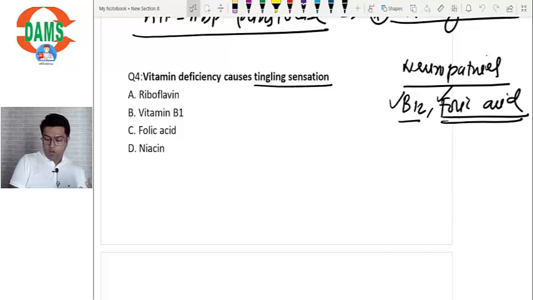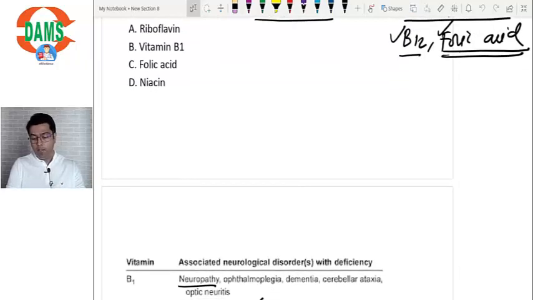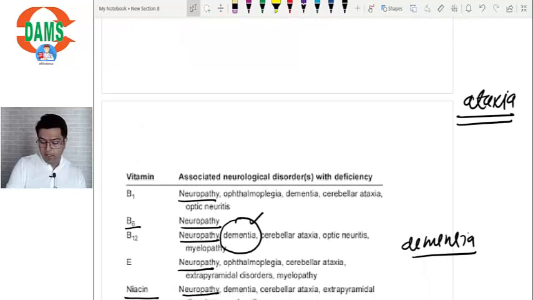Now some students said there was a question in which a patient was mentioned. I have not included that question here, but they mentioned that there was a question in which ataxia was mentioned, and they asked again the vitamin deficiency. So the patient had ataxia, right? Guys, ataxia again is common in multiple vitamin disorders.